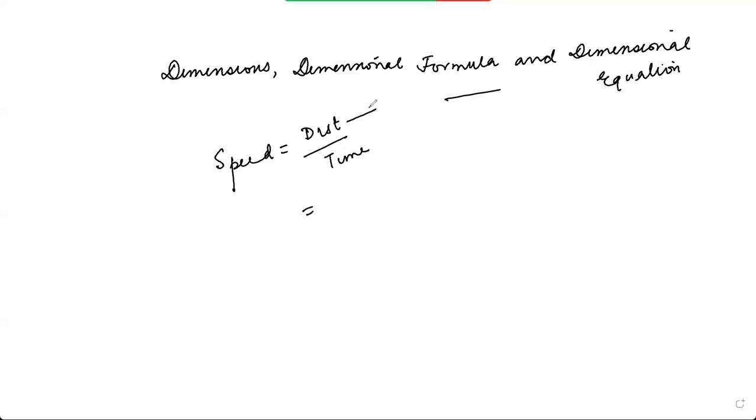What is the basic dimension of distance? It is L, and the basic dimension of time is T. So speed is M^0 L T^-1. This is the dimension of speed. It is expressed in terms of M, L, and T. So speed is said to possess 0 dimension in mass, 1 dimension in length, and -1 dimension in time.